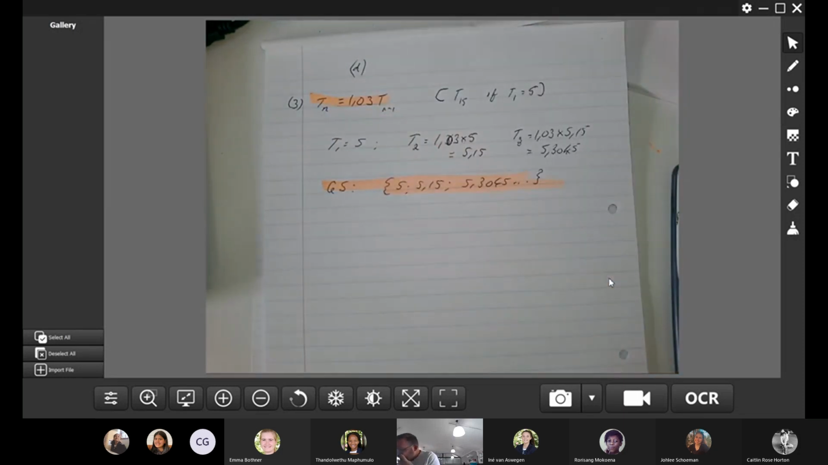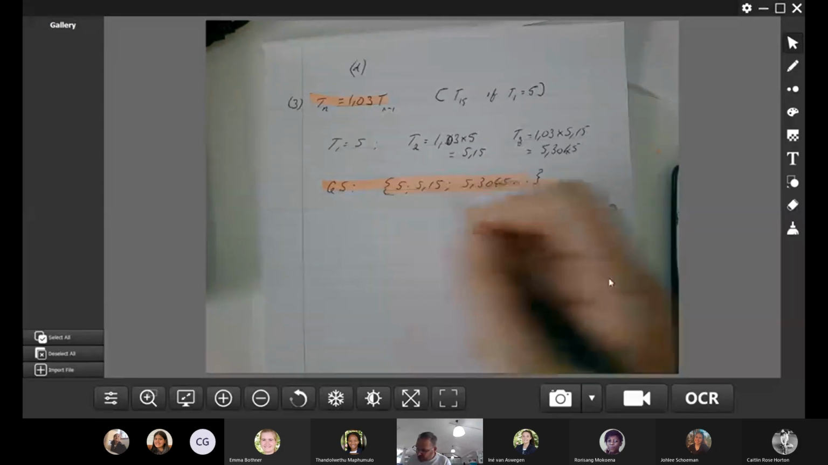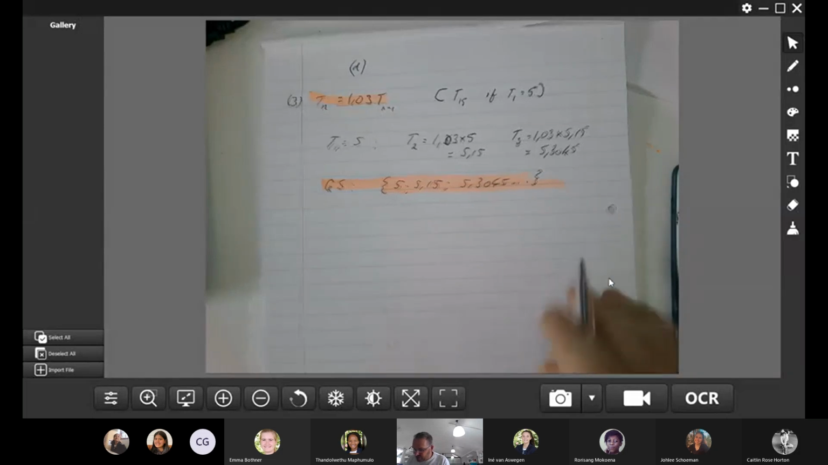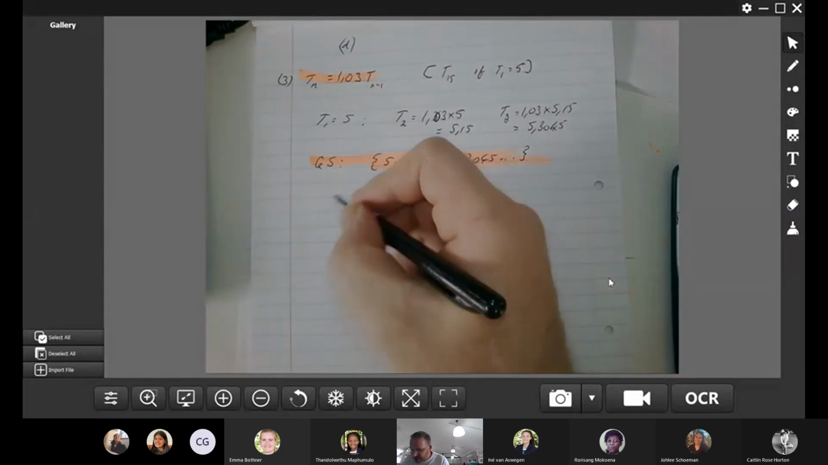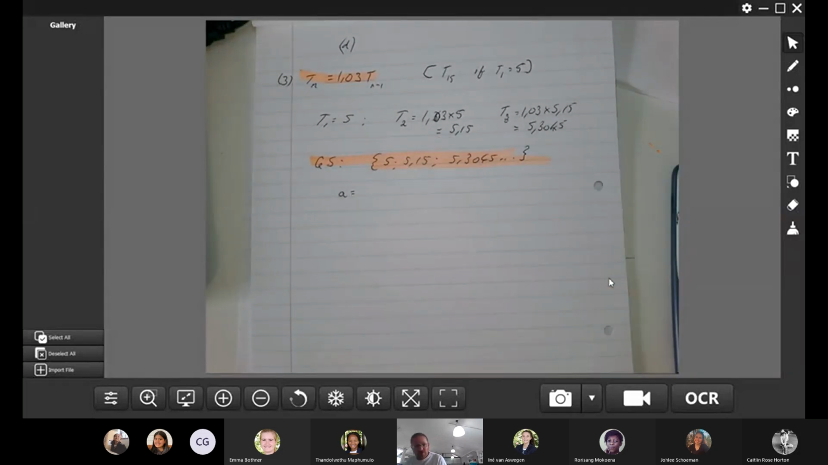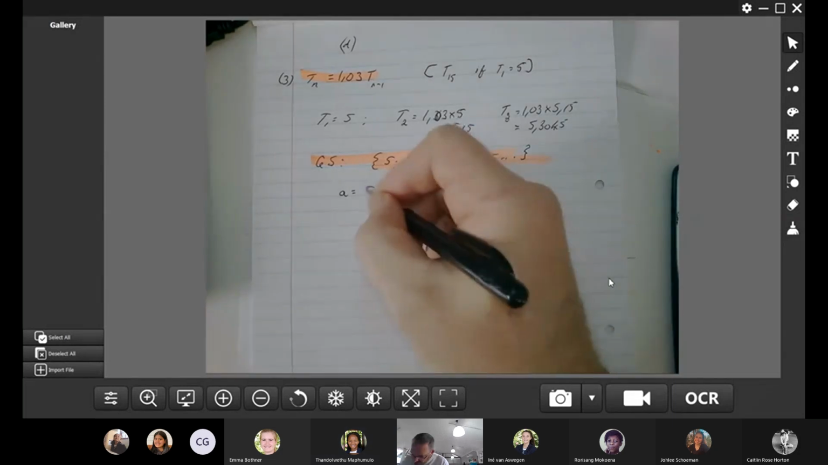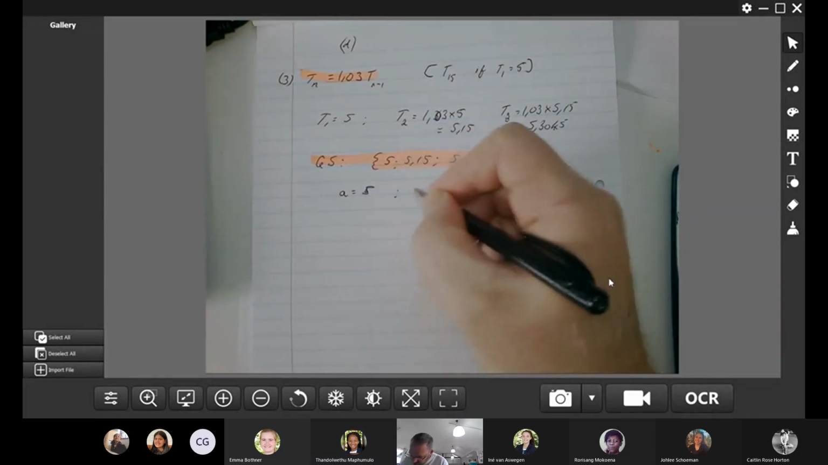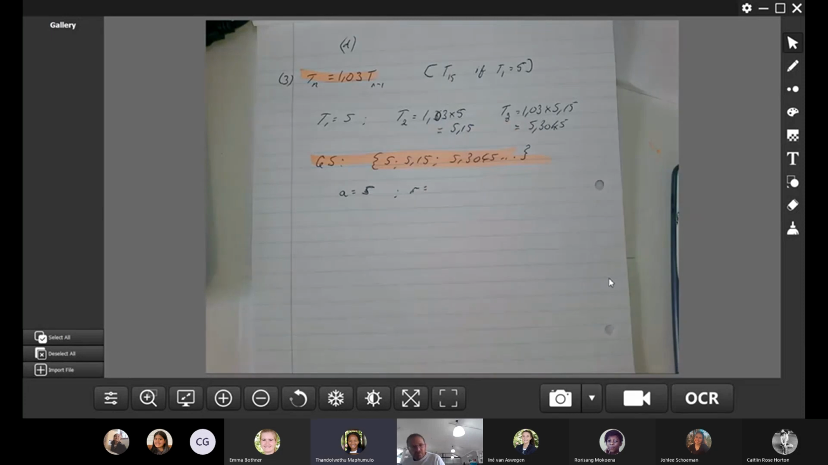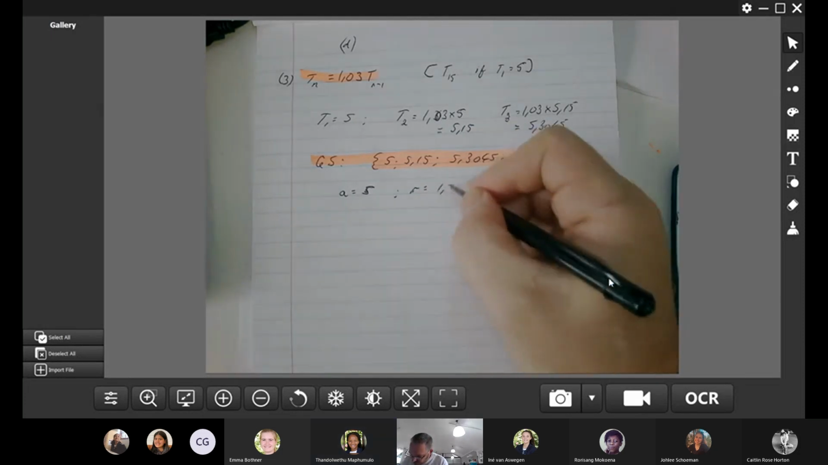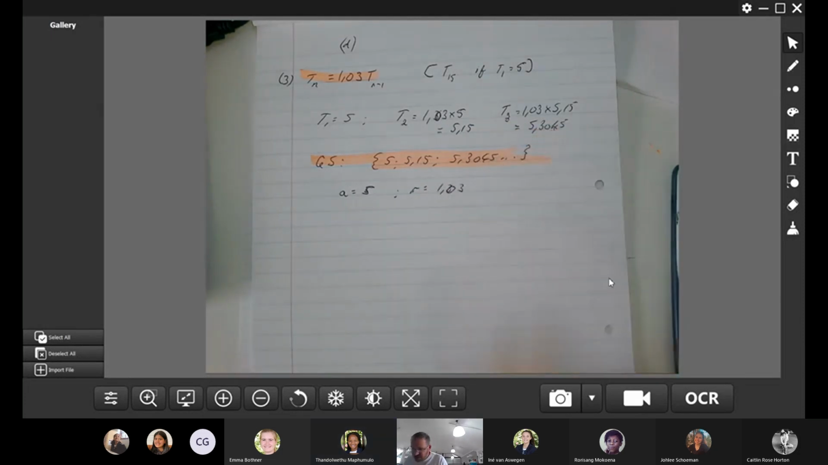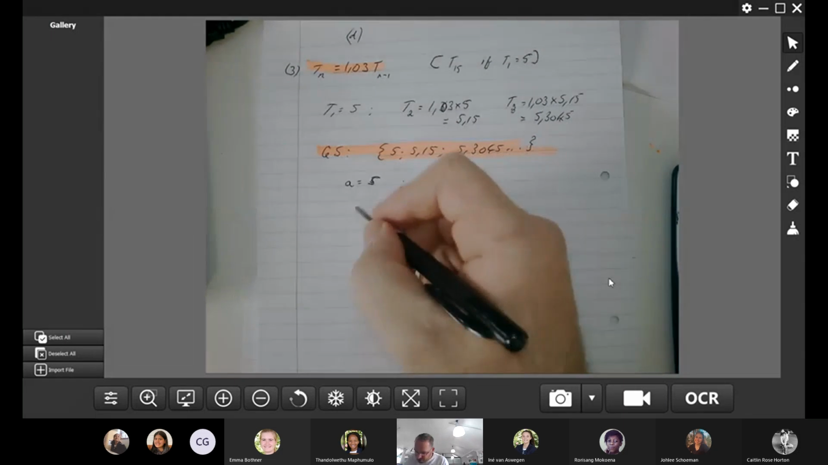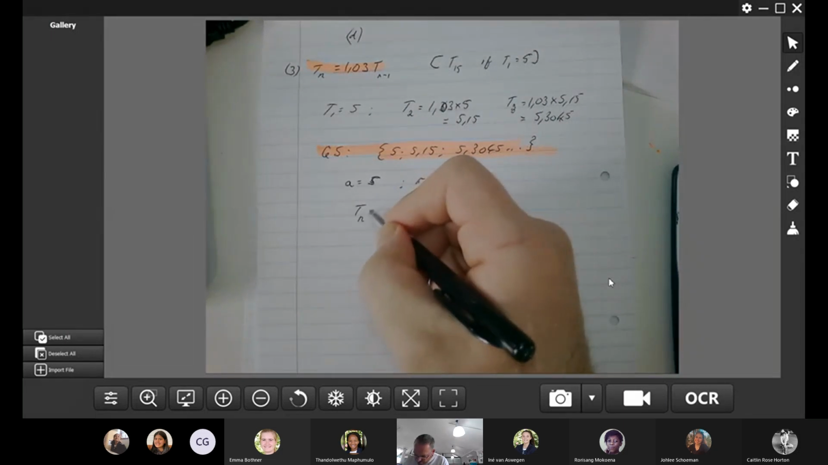Now they want the general formula, so find the general equation. First of all, in this geometric sequence, Tando, what's a? What's the value of the notation we use for little a? It's 5. Good. What's the ratio? 1,03. Good. And can you remember the general formula for a geometric sequence?